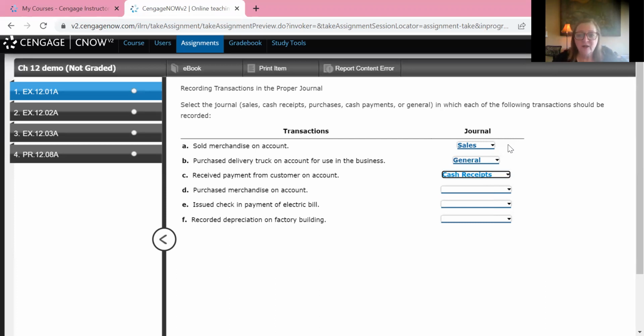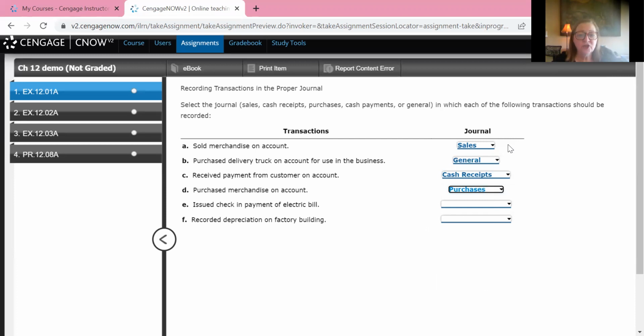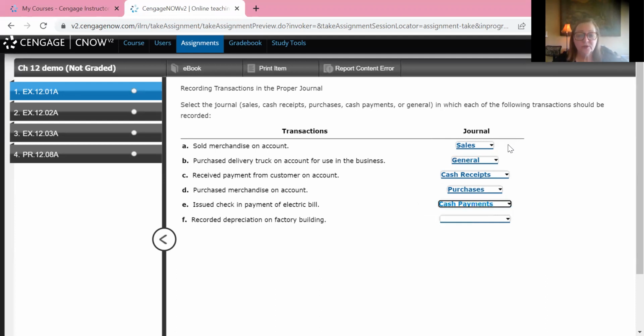Purchase merchandise on account. All the purchases that relate to the merchandise, we're going to put in the purchases journal. And then we issued a check in payment of the electric bill. We're going to record that as a cash payment. We know what to do with that. And then we recorded depreciation on factory building. That would not be related to any of the special journals, so it has to go in the general journal.